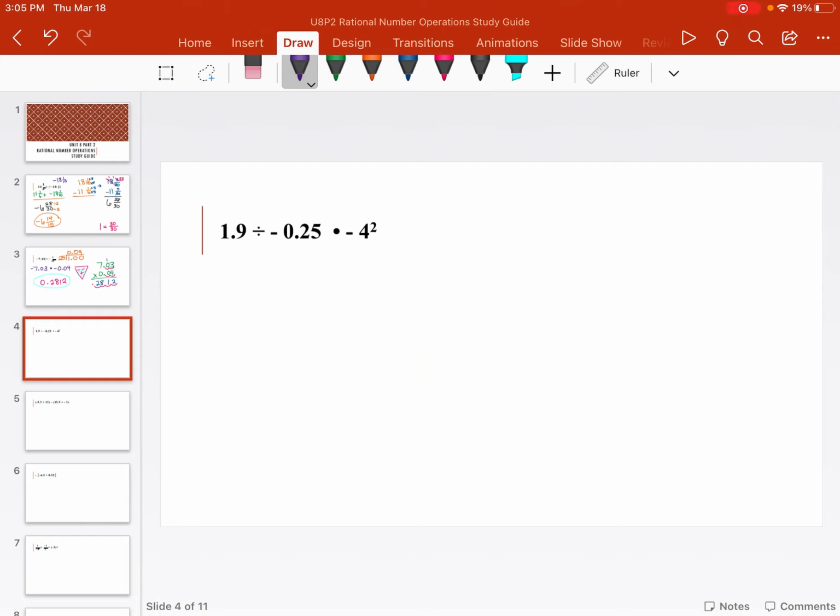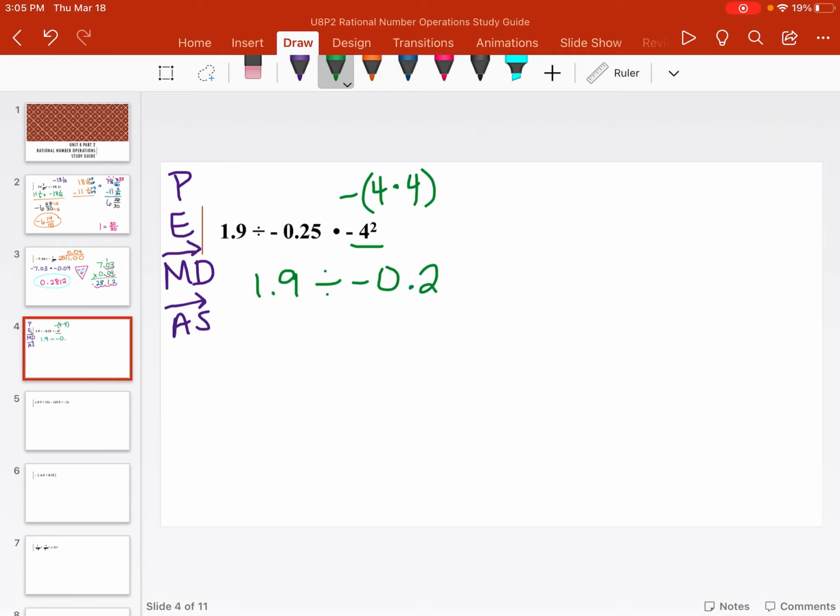Okay, order of operations. Remember, we're still using PEMDAS. So parentheses, exponents, multiply, divide, left to right. Remember, these happen at the same time, left to right. Add, subtract, left to right. Okay, so I'm starting here with my exponent. To solve that exponent, it is the opposite of 4 squared. So the opposite of 4 times 4, which gives us 16, and it's the opposite, so negative 16. So I have 1.9 divided by negative 0.25 times negative 16.